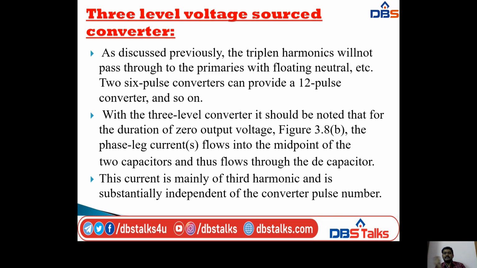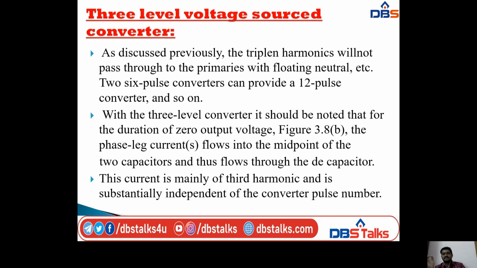Next, as discussed previously, the triplen harmonics will not pass through to the primaries with floating neutral. Two 6 pulse converters can provide a 12 pulse converter. Actually, I discussed this 12 pulse operation in the three phase full wave converter bridge operation, and in the previous class, that is transformer connections for 12 pulse operation also. So two 6 pulse converters can provide a 12 pulse converter and so on.